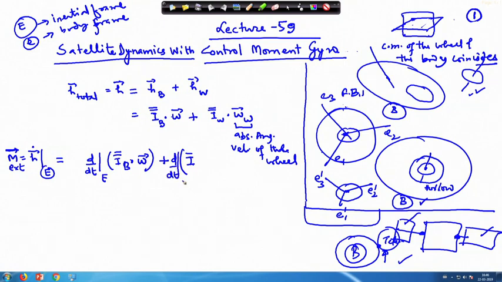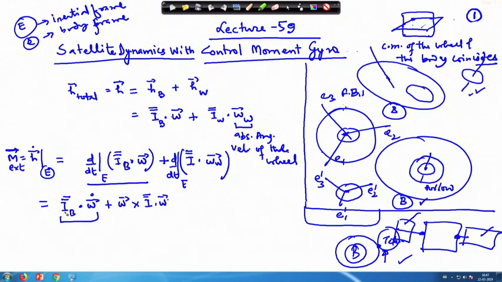D by dt with respect to the E frame, and this part is pretty simple as we have done earlier. So, we break it into two portions and write like this. Where this part we have written with respect to the E1, E2, E3 frame. So, in that frame the inertia remains constant, and this is the corresponding term which comes from the transport theorem in mechanics. Okay.